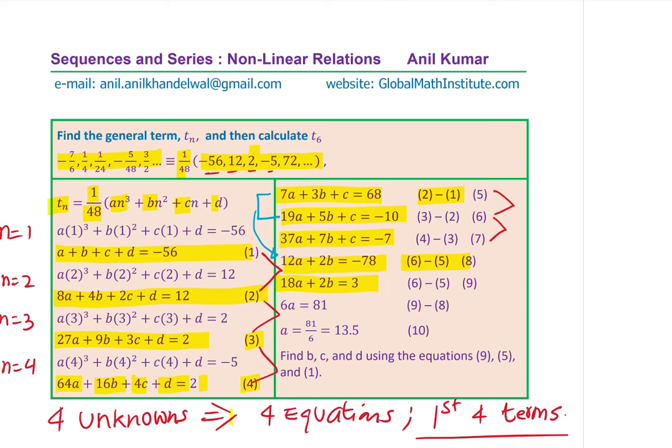So 19 minus 7 is 12, 5 minus 3 is 2, and c gets cancelled. Minus 10 minus 68 is minus 78. So you get the equation 12a plus 2b equals minus 78, correct? Now, we have to find the difference between equation 6 and 5. So when you do 6 and 5, you got this.